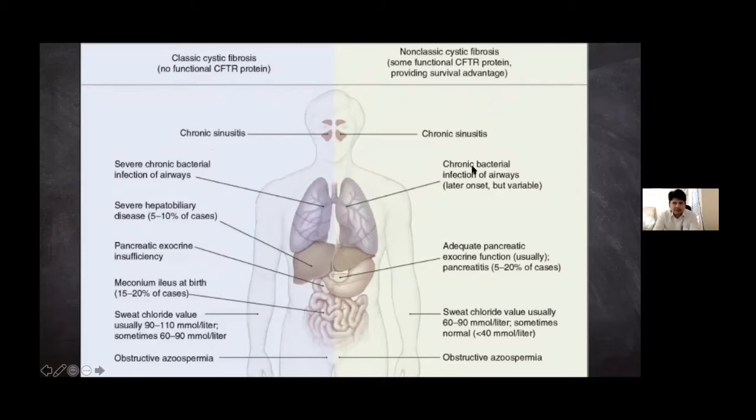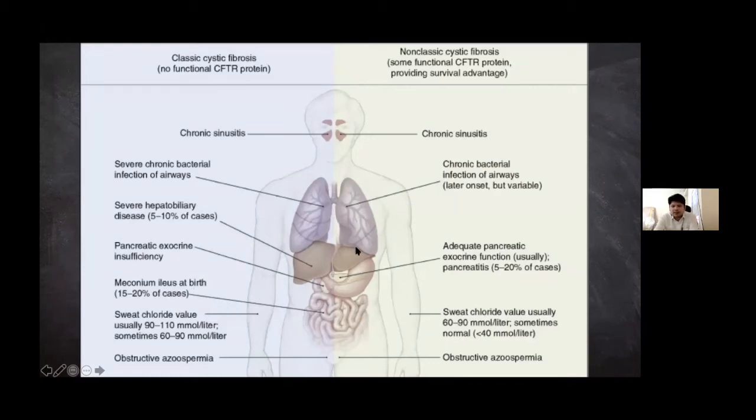This patient may come with features of cystic fibrosis, but he may not have bronchiectasis from the start or recurrent infection. Third, a very important point which was asked in MCQ: pancreatic exocrine insufficiency is very common in the classical phenotype, while here adequate pancreatic exocrine function is seen. So this is the one difference you must remember. Third, severe hepatobiliary disease is seen in classic; here it is not that common in the non-classic. Meconium ileus can be seen in 15 to 20%, what we described already. Here again, not very common.